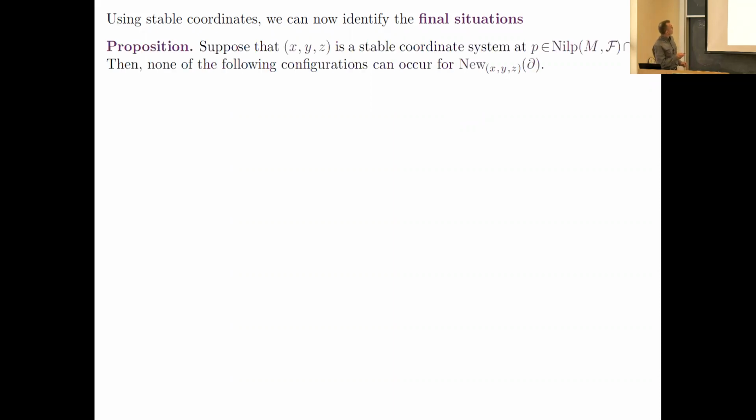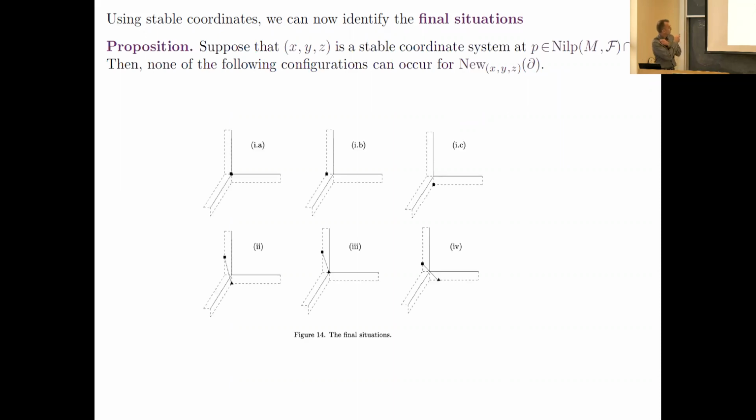So suppose that we have a stable system of coordinates, X, Y, and Z. Okay, so that's an important point. If they are centered on the nilpotent point, then the following configurations cannot occur. So these are, you see, marked by the solid dot here, I mean the main vertex of the associated Newton polyhedron. So if the Newton polyhedron is in one of these 6 situations, we have already won, by which I mean that the corresponding foliation is locally elementary at the point P.